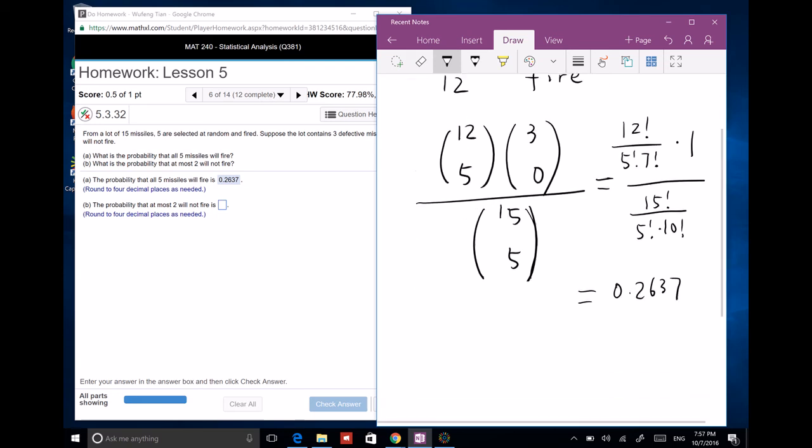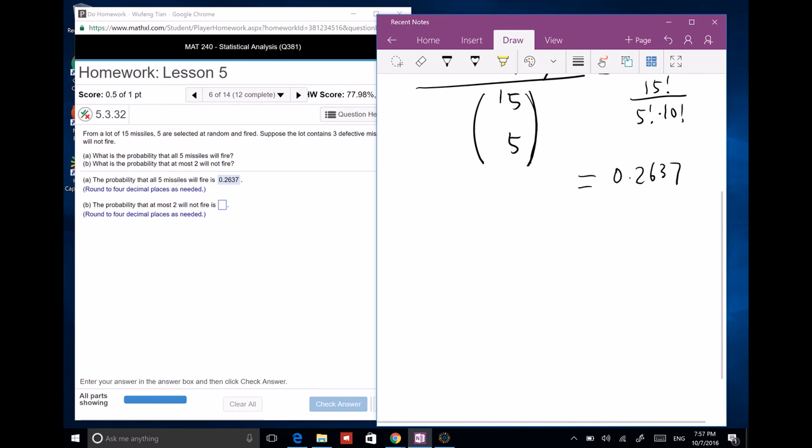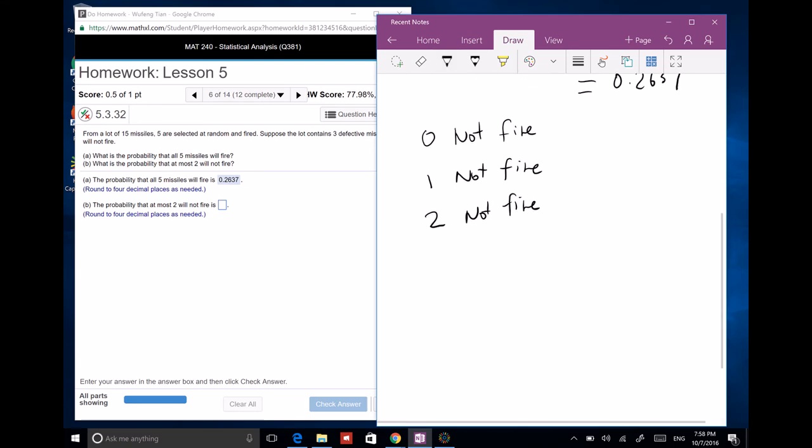Okay, how to do the next one? At most 2 will not fire, so it's going to be 0 not fire, plus 1 not fire, plus 2 not fire. So how about 0 not fire? 0 not fire means 5 will fire. 1 not fire means 4 will fire. 2 not fire means 3 will fire, because the total is 5, right?